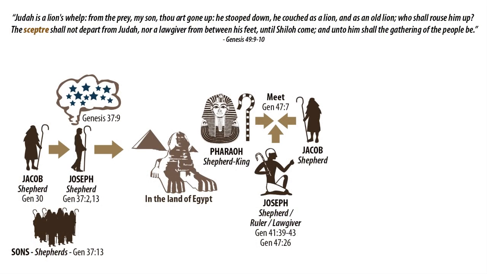He fully understood what the scepter was, what that picture was, what his son's idea of the scepter was, and he also had an understanding of what a lawgiver was as well, because the main role model was his son Joseph. So Jacob lived in Egypt for 17 years.